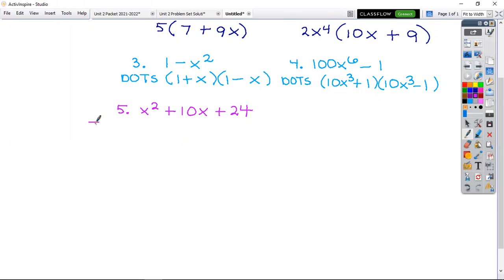Trinomial. Yep. Just the super fast one. So your leading coefficient is just 1. So what you're going to do is find numbers that multiply to 24, and they need to add to be 10. Anyone know it? 6 and 4 or 4 and 6. Perfect. Either order is fine. Done.